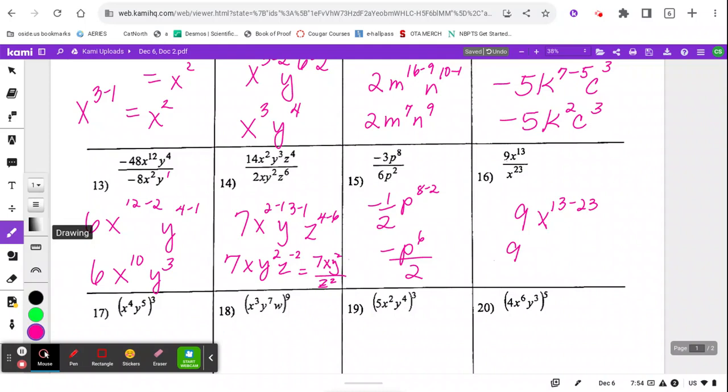All right, 13 minus 23 is negative 10. We don't want to leave that negative exponent in our answer, so the 9 stays in the numerator, but the x to the 10th moves down.